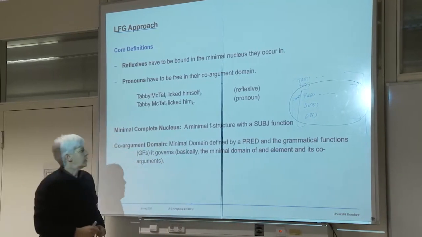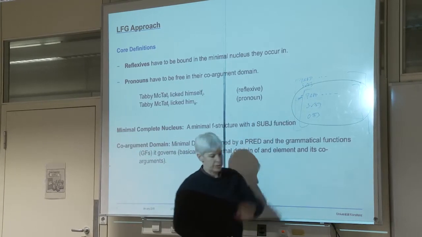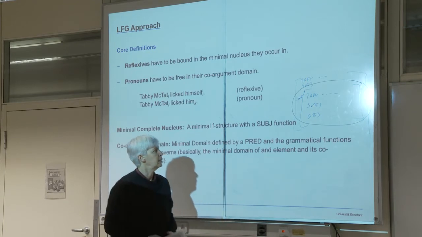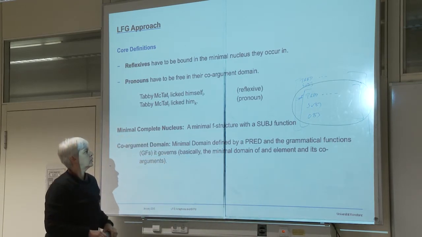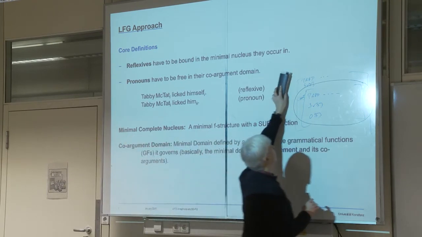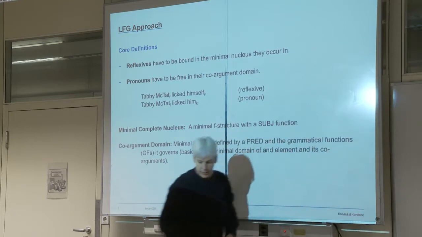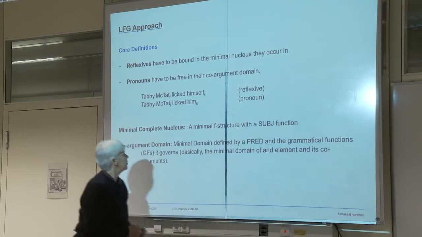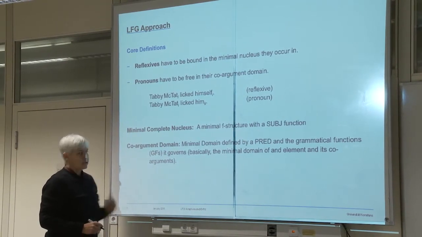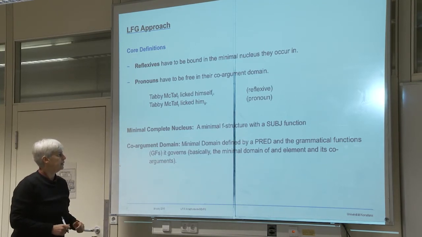So wherever you are, you're looking for an F structure, the minimal F structure. This outer one is not the minimal F structure. That one has another pred and a subject contained within it. Okay? So you're looking for a minimal F structure with a subject function. That would be this one. That'll be relevant for reflexives. For pronouns, and we're talking about English here all the time, I'll have a point about that at the end.